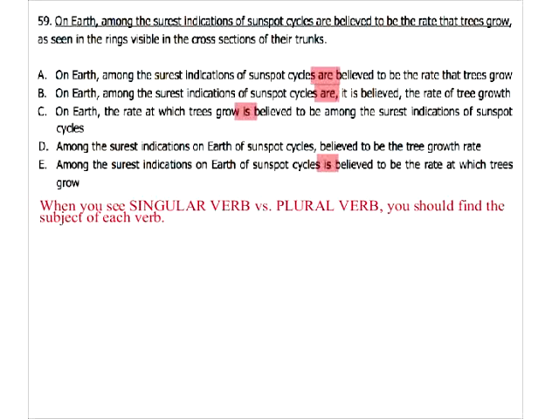Now notice that "among the surest indications" cannot be a subject, because that's not a thing. It's not a noun, right? Prepositional phrases are modifiers. So as a background, make sure you know this. Like if you say, 2 cars are in the driveway, 1 car is in the driveway. In the driveway is 1 car. In the driveway are 2 cars. These are all correct sentences.